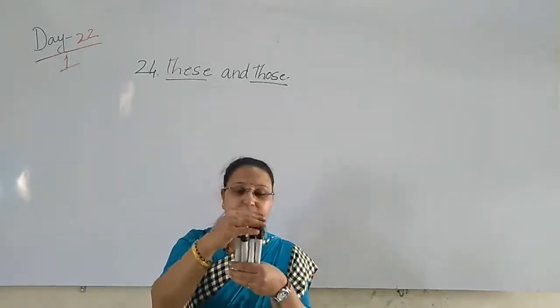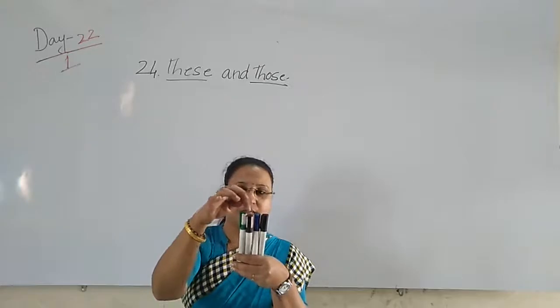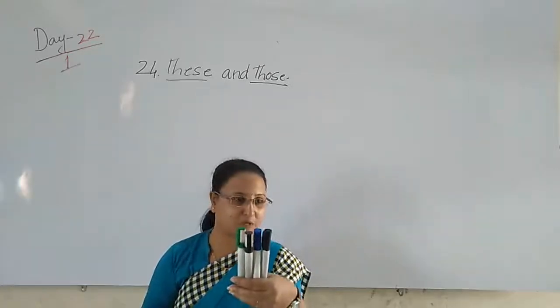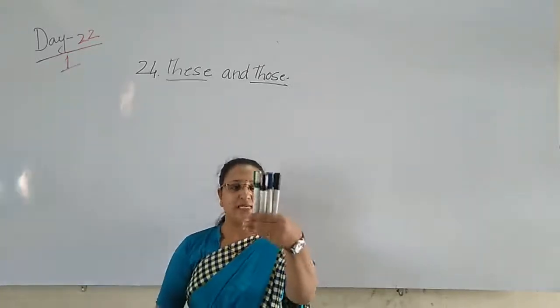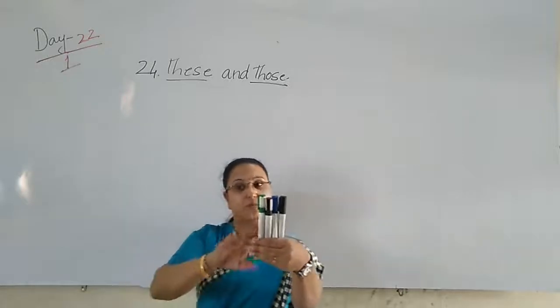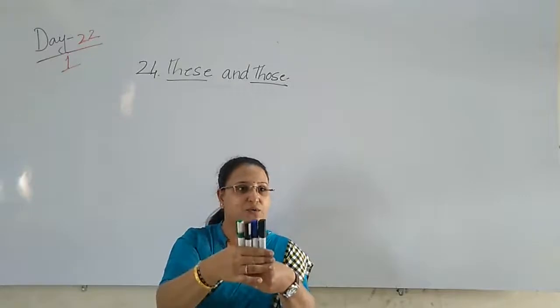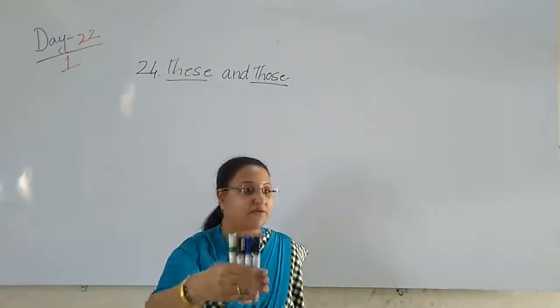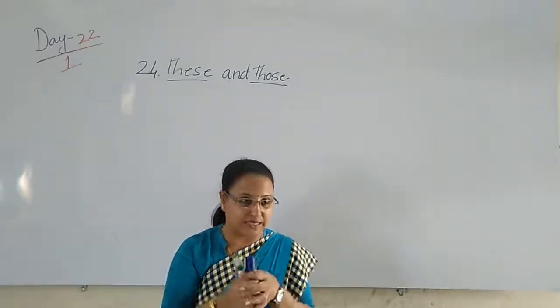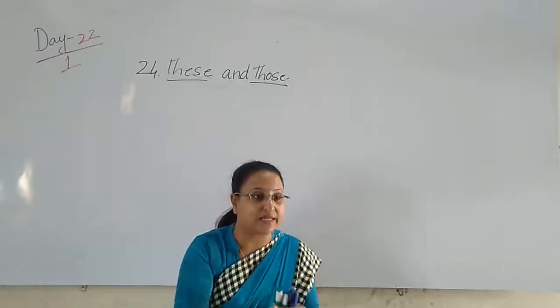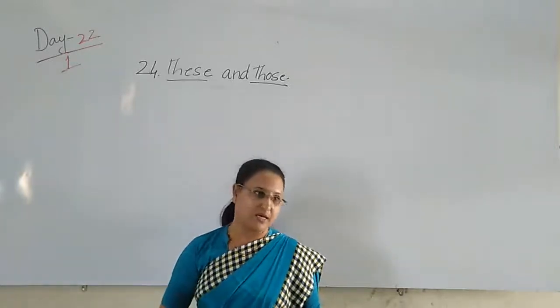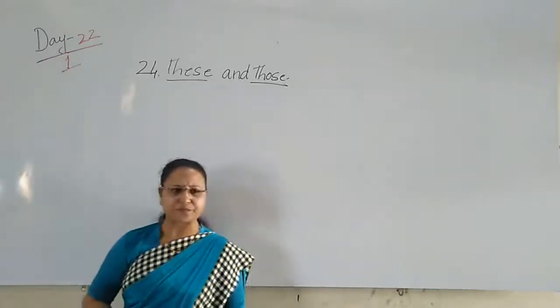More than one means how many are there? 1, 2, 3, 4. 4 are there. So these are 4. They are more than one. So we use these when the thing is very close to us, when the thing is very near to us. Yes or no?